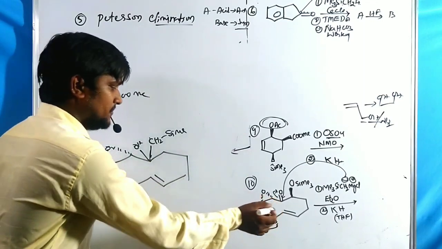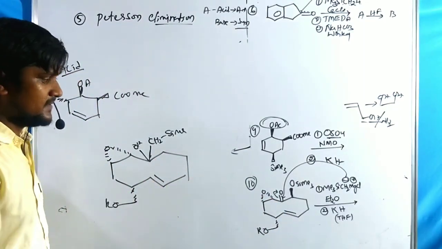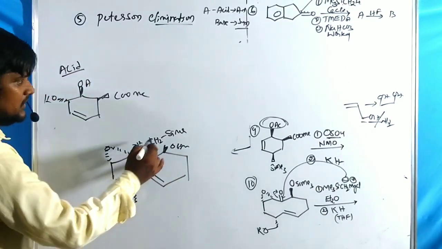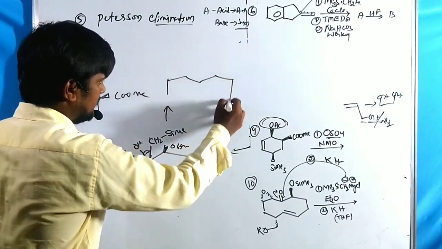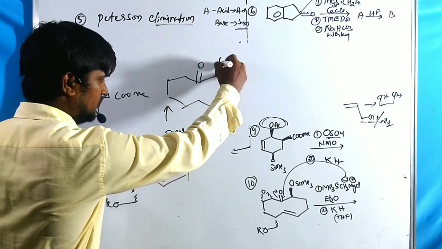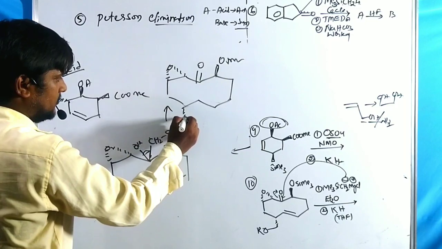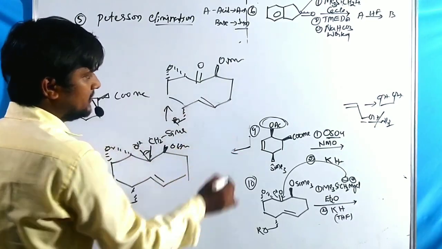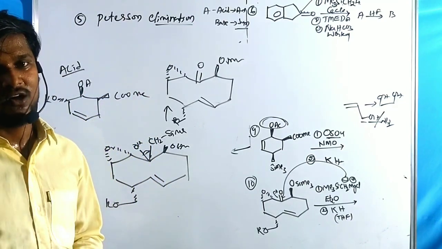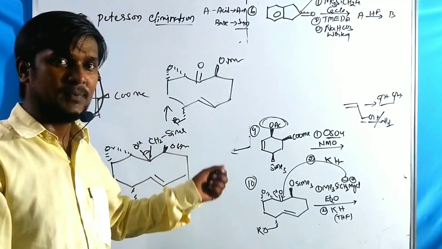Now in the case of a basic medium, it doesn't matter, because there are no cis and trans isomers. That's why it creates the double bond over here only. Now we will get the double bond here, OSiMe3, here OR, here the double bond. Very easy. It helps a lot for CSIR, JAM or NET exams. This type of question is asked regularly in the case of Peterson olefination.